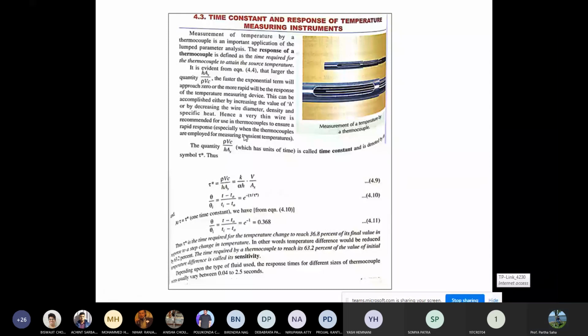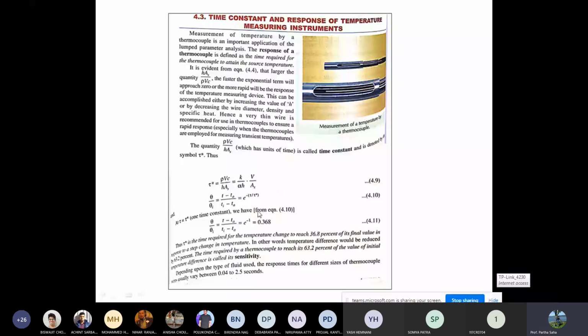Now ρVc by hS, which has the unit of time, is called the time constant and is denoted by the symbol τ star. So τ star you can write as ρVc over hS, which you can write again as k by ρα h times V by S. So (T minus T∞) over (Ti minus T∞) you can write as exponential of minus τ by τ star, because the other term we have taken as τ star, the inverse of the term.